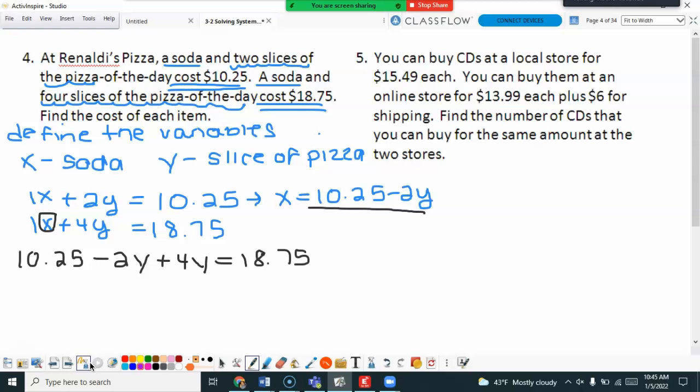Combining like terms, I get 10.25 plus 2y equals 18.75. Subtracting 10.25 from both sides, you get 18.75 minus 10.25 equals 2y. So 2y equals $8.50. Or 1y, or 1 slice of pizza, costs $4.25.